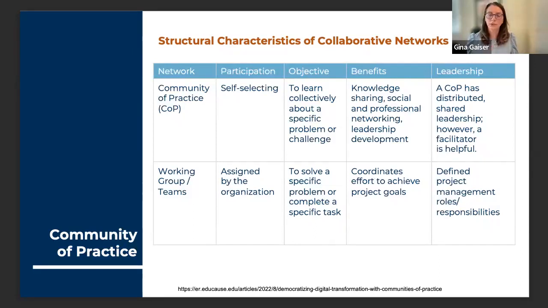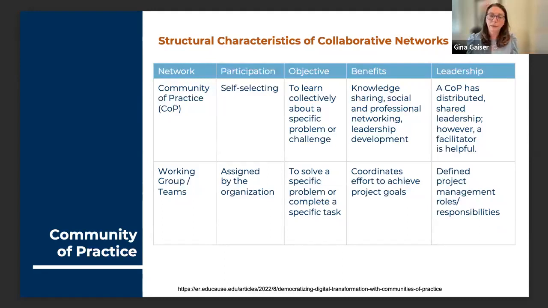These are 2 structural characteristics of collaborative networks from an EDUCAUSE article published last year. EDUCAUSE is a community of technology, academic, industry, and campus leaders advancing IT and higher ed. Looking at this table of different network guidelines, we see that participants in a community of practice are self-selecting. They choose to be a part of the group. Its objective is to learn collectively, network, develop professionally, and share knowledge. It also has a shared leadership model, meaning that anyone in the community can lead or facilitate or work on a problem or a challenge.